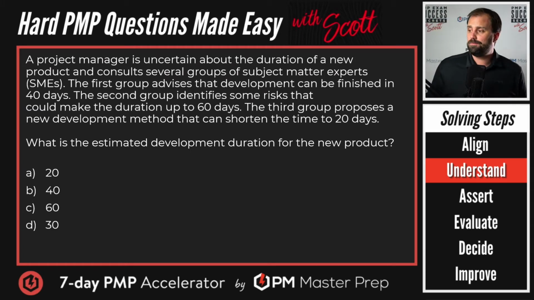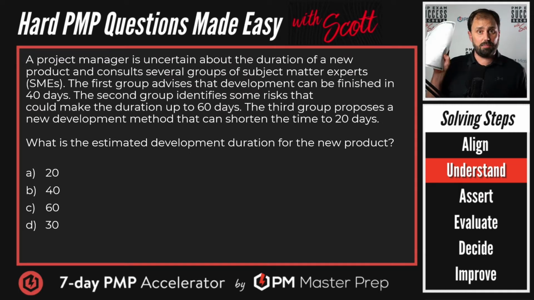A project manager is uncertain about the duration of a new product and consults several groups of subject matter experts, or SMEs. So we don't know the estimates. Let's get some smart people in. The first group advises that development can be finished in 40 days. The second group identifies some risk that could make the duration take up to 60 days. Oh, that's interesting. And the third group proposes a new development method that can shorten the time to 20 days. So there's variation. What is the estimated development duration of the new project?